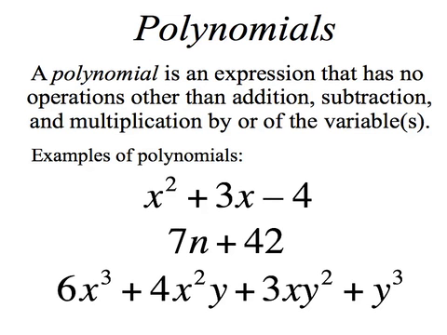The first one is read x squared plus 3x minus 4. The middle one is read 7n plus 42. And the one at the bottom is read 6x cubed plus 4x squared y plus 3xy squared plus y cubed.